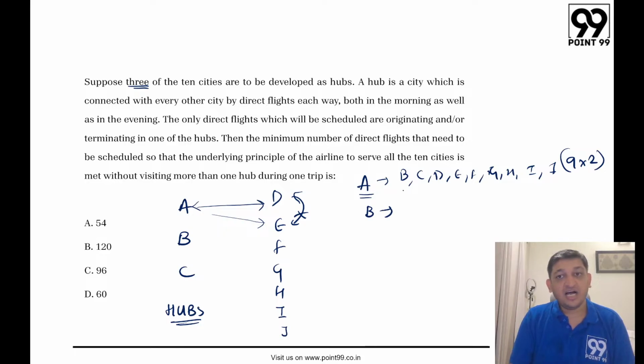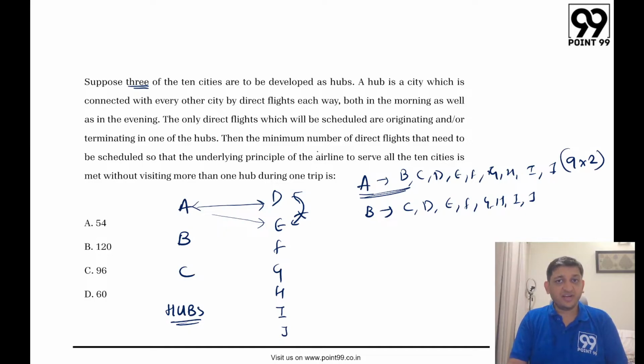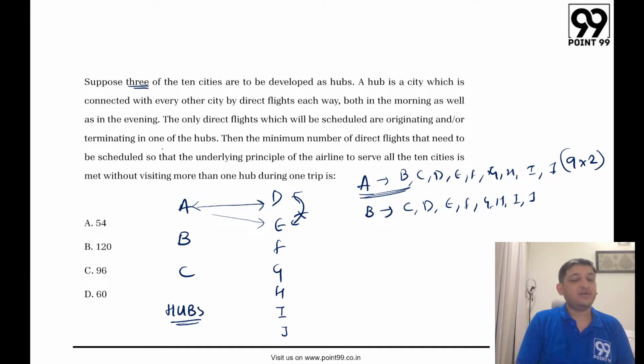Now let's look at B. The B and A combination we have already made, right? So from B, what all cities need to be serviced? If someone is sitting at B and wants to go to C, what will they do? From B to C directly you can have a flight, then D, E, F, G, H, I and J. Okay? So these flights you will need. Again, the direct flights that will be scheduled are originating or terminating in one of the hubs, it has been said. Minimum number of direct flights that need to be scheduled, right? So we need to do those things in this case. So B to C should also go.